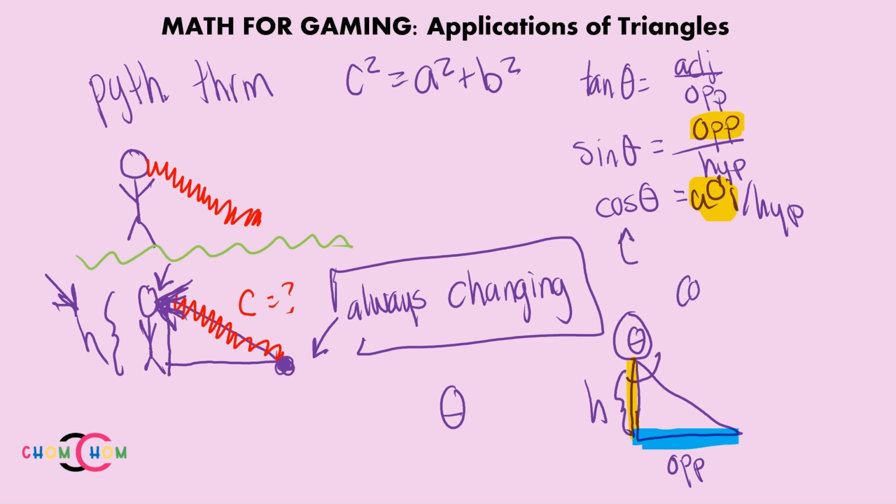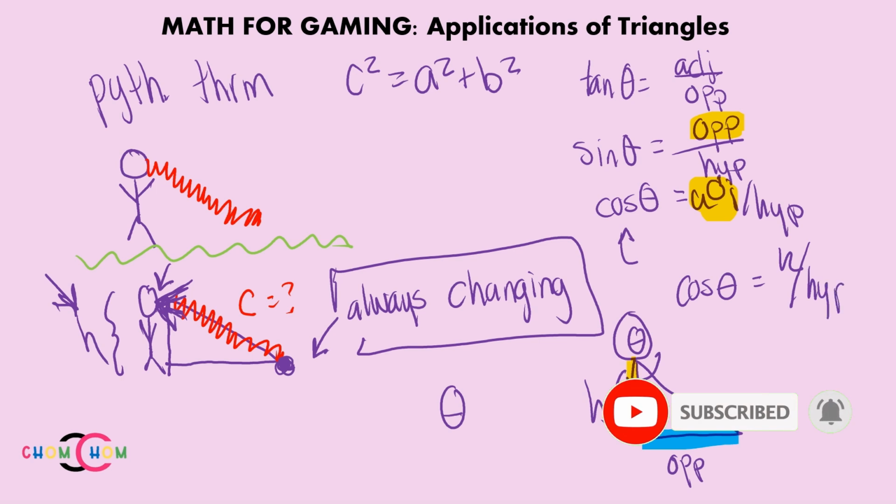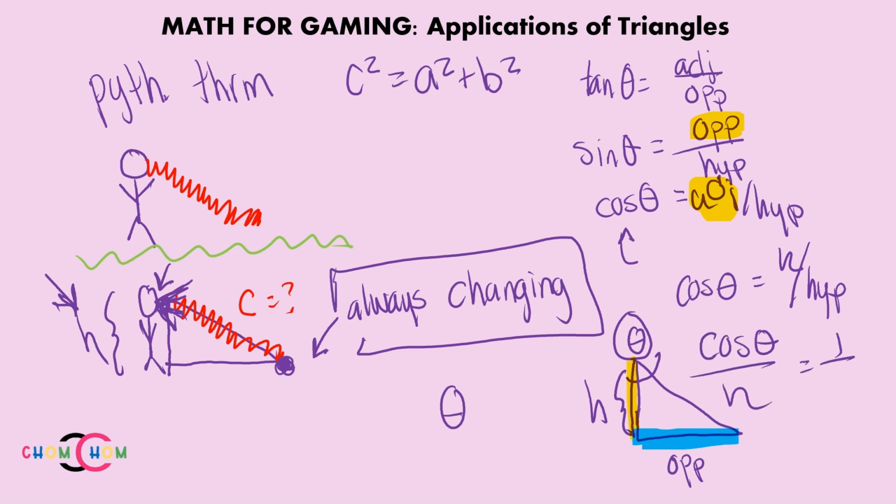So we're going to do cosine theta equals height over hypotenuse, right? Then we can solve for this. So we have cosine theta over h equals 1 over hypotenuse. Then we can take the reciprocal and just have h over cosine theta equals our hypotenuse. So then we can figure out the exact distance to shoot our lasers.